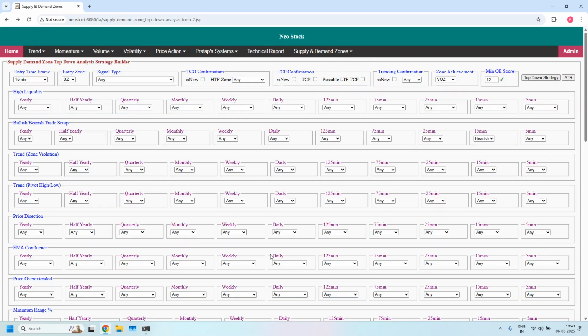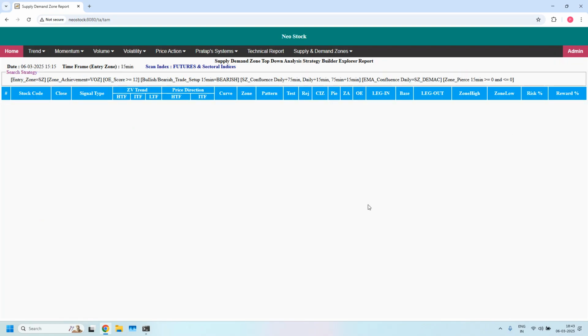EMA confluence, daily time frame, I am checking. Daily supply zone having daily EMA confluence. Anyway, the trend is a downtrend, so no need to set the trend checking. So that stock is not having daily EMA confluence. The daily supply zone is not having daily EMA confluence. So this is about the bearish trade setup for daily income trade.